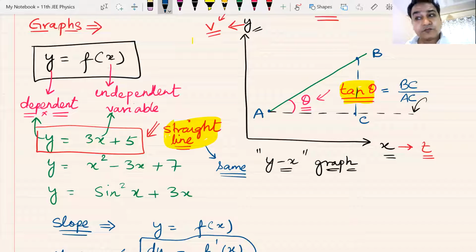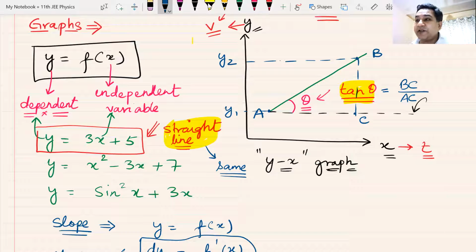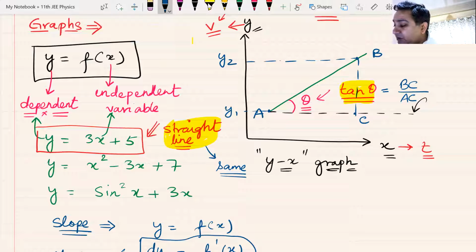Perpendicular BC divided by the base, opposite divided by distance, whatever you call it, is one and the same thing. Or you could call it like this. If I call the coordinates here, this coordinate can be called y2, this coordinate can be called y1. Yes, Teja, I'm coming to that. This coordinate is known as x1, this coordinate would be x2.